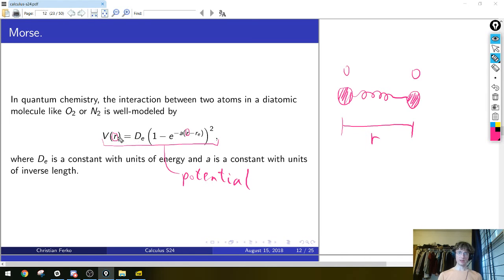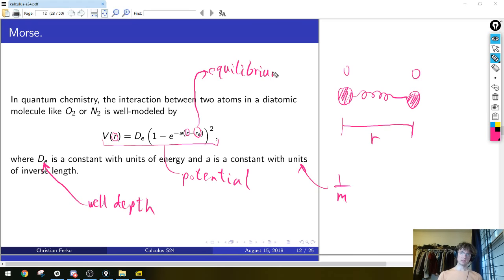There's a lot of letters in here, but you should think of this as just a function: you plug in R, and this spits out a number with units of energy. All these other things are just constants. So D sub E is a constant with units of energy called the well depth. I'll explain why we call that in a moment. D sub E is the well depth. It has units of energy, joules if you like. A is a constant with units of inverse length, so this could be 1 over meters if you like. Those are the units. And of course R sub E is the equilibrium radius.